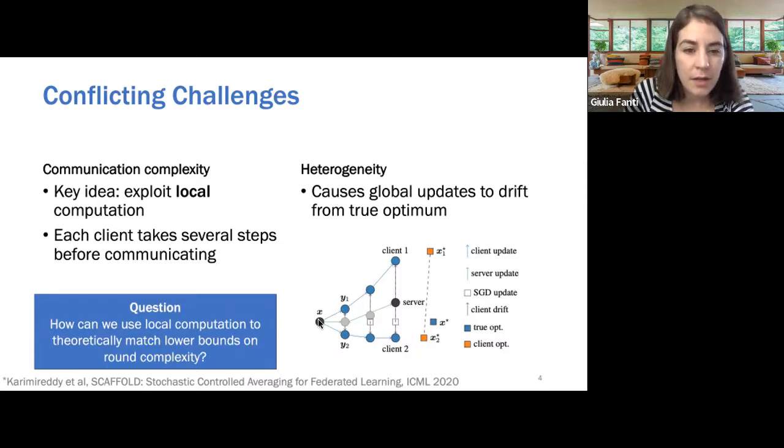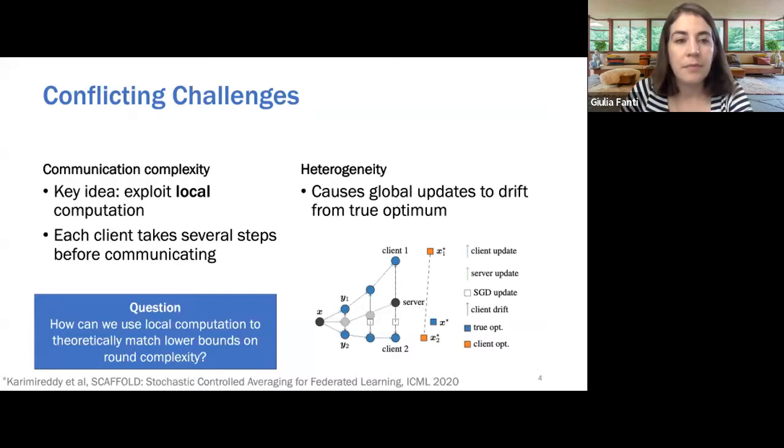And what we're seeing here, this trajectory of blue circles, is showing the optimization trajectory for client 2 and client 1 individually as they're optimizing their local objectives. And what we see is that these local trajectories are moving towards the local optima, as you would expect. And the server is taking averages over these local optima. And what ends up happening is that the server's estimate starts drifting away from the global optimum. And this is caused by the heterogeneity of the different clients.